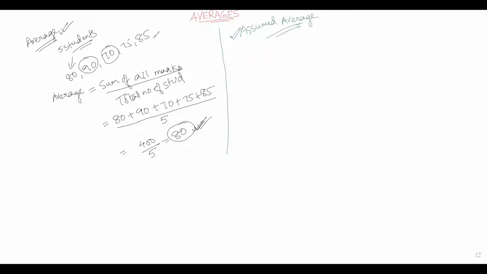So for this particular example, let us assume that the assumed average of these 5 numbers is 80. So now let us try to take the deviation of these numbers from the assumed average. So this would be 80 minus 80, which would be 0, 90 minus 80, which would be plus 10, 70 minus 80, which would be minus 10, 75 minus 80, which would be minus 5, and 85 minus 80, which would be plus 5.